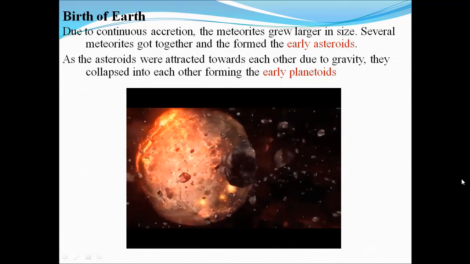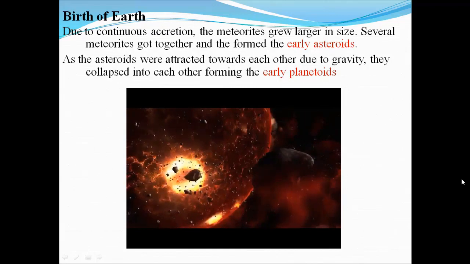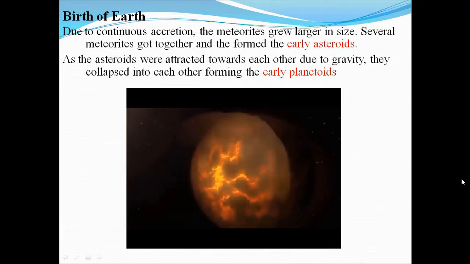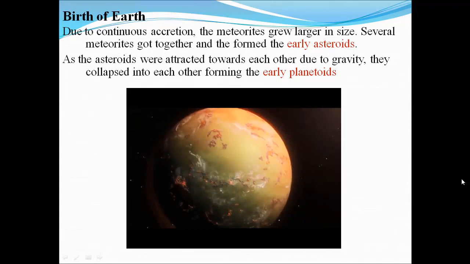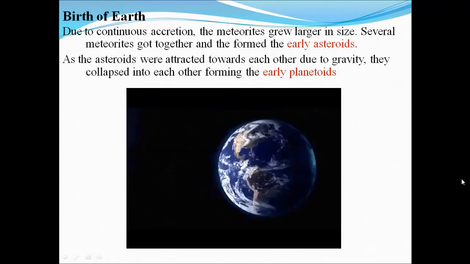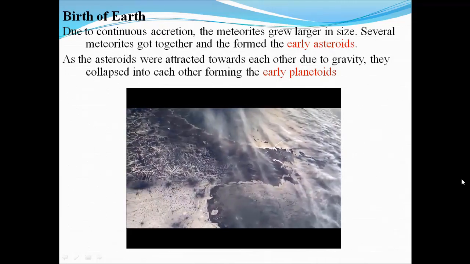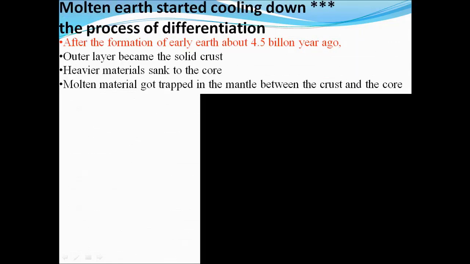The early Earth was molten and attracted more particles from the surroundings and began to grow bigger and bigger. In the course of time, Earth started cooling down from outside to inside and has given birth to the present Earth that's surrounded with a thick atmosphere and vast ocean. After the process of accretion, the molten Earth started cooling down from outside to inside, the process of differentiation. In this process, the early Earth, about 4.5 billion years ago, started cooling down.